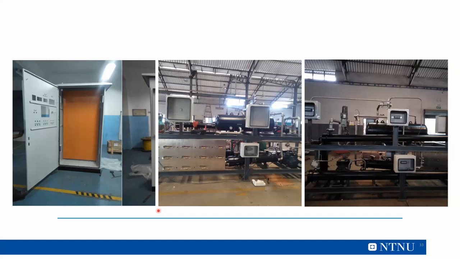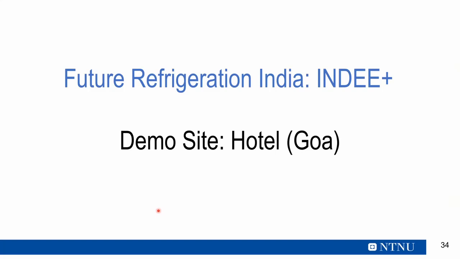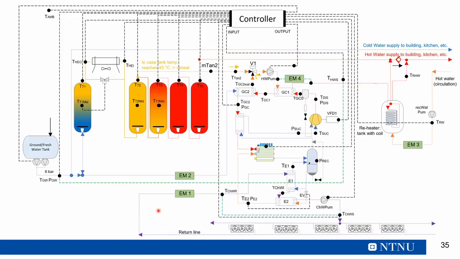So this is the first demo site which we will be having. The second one we are progressing now is towards Goa. For Goa, as a hotel application, we are going to provide hot water as well as cold water. Hot water for the kitchen, for laundry conditions, and for bathing. And cold water is for air conditioning.